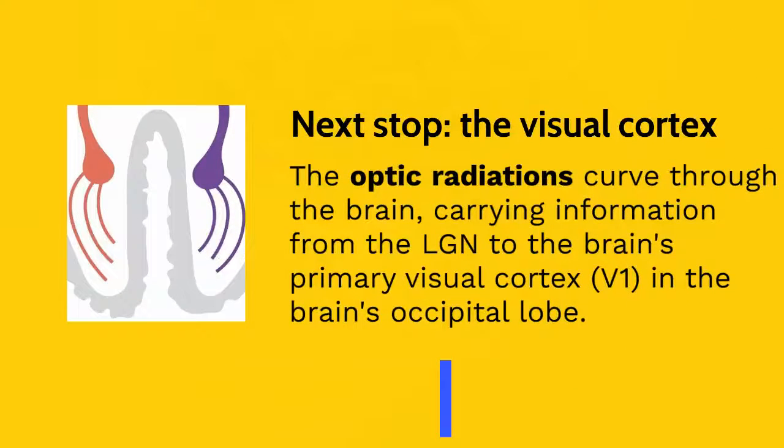Next stop, the visual cortex. The optic radiations curve through the brain, carrying information from the LGN to the brain's primary visual cortex, V1, in the brain's occipital lobe.